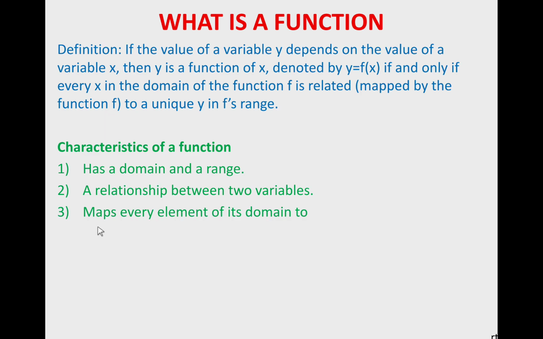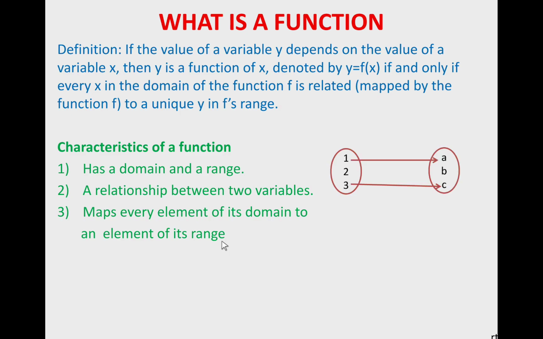Condition number 3: a function maps every element of its domain to an element of its range. Here is an example. Let's take a look at the 3 conditions so far, and let's see if the 3 conditions are met by this model. It has a domain and range. The domain is where the arrows start, and the range is where the arrows end. And the arrows map elements of the domain to elements of the range.